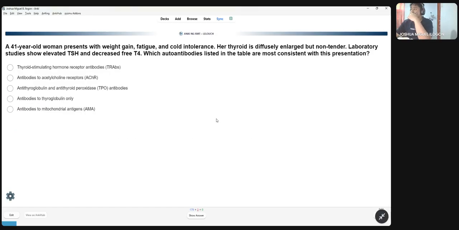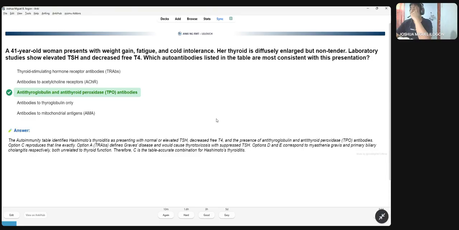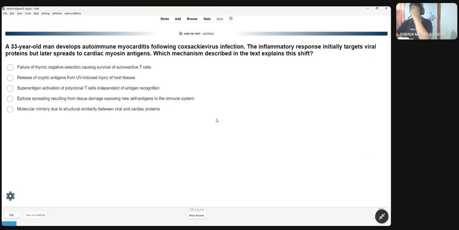Weight gain, fatigue, and cold intolerance. Her thyroid is diffusely enlarged but non-tender. Elevated TSH and decreased T4. This has to be TRAbs. Oh, no, it's hypo. Diffusely enlarged but non-tender. If it's your goiter, it's enlarged. So, elevated TSH. There's a table, elevated. That's your TPO, I think. The one with TPO and thyroglobulin. It's your Hashimoto's thyroiditis.